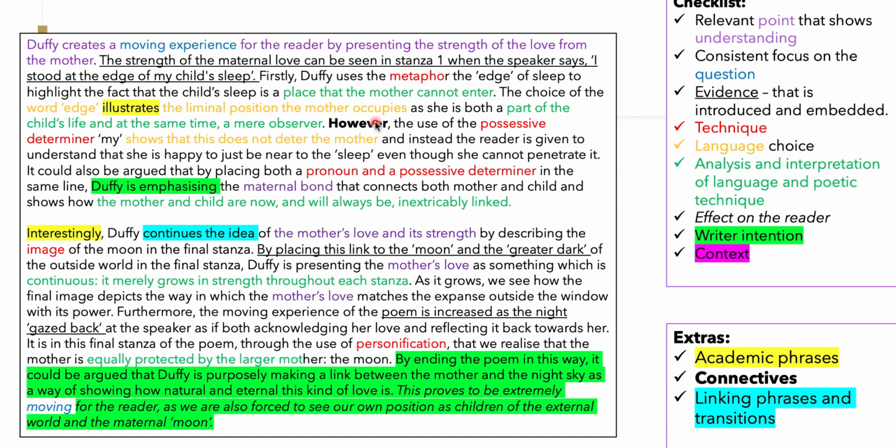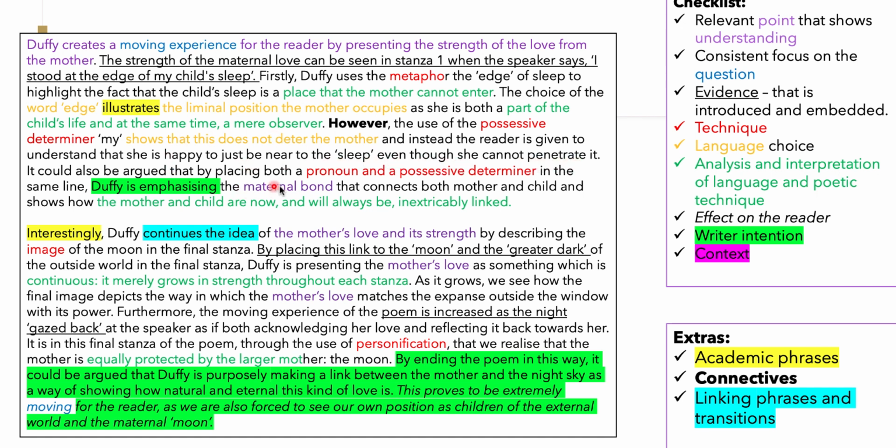However, showing I'm developing. However, the use of the possessive determiner my, so we've got a technique here, shows that this does not deter the mother. So I'm talking about the language my, and instead the reader is given to understand that she's happy to just be near to the sleep, even though she cannot penetrate it.